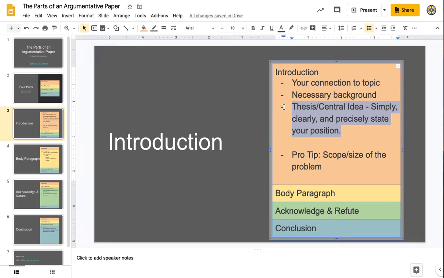You want that thesis or central idea to be a simple, clear, and precise sentence that tells us exactly what you believe to be true. State your position simply, clearly, and precisely. That's really key. These 2 things are a little more advanced.